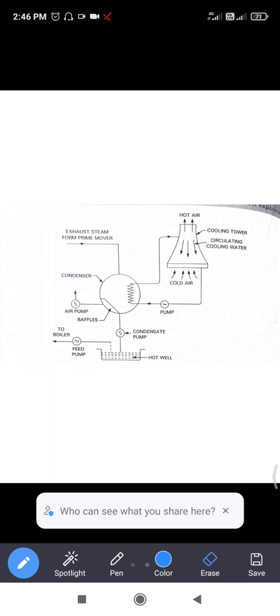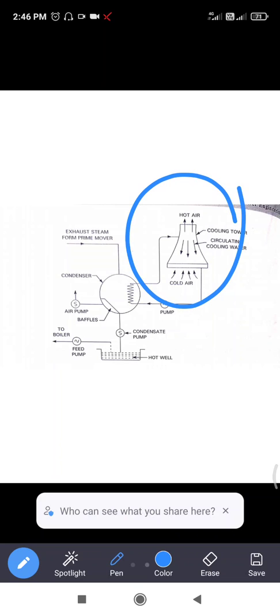And a hot well to receive the condensate. You can see this is the hot well. Then cooling towers. You can see here the cooling towers, used for cooling the circulating water when there is only a limited supply of water.